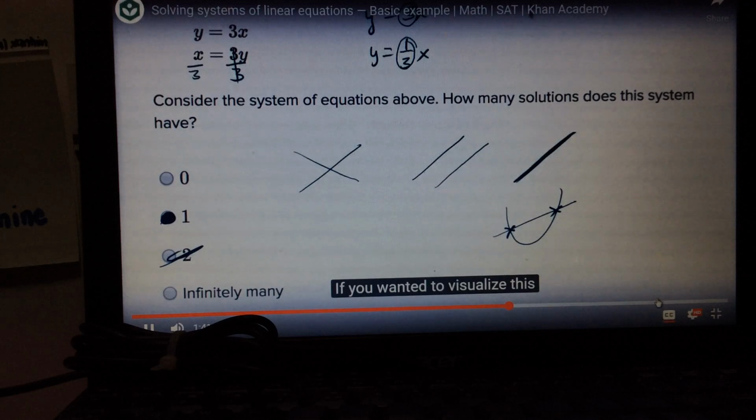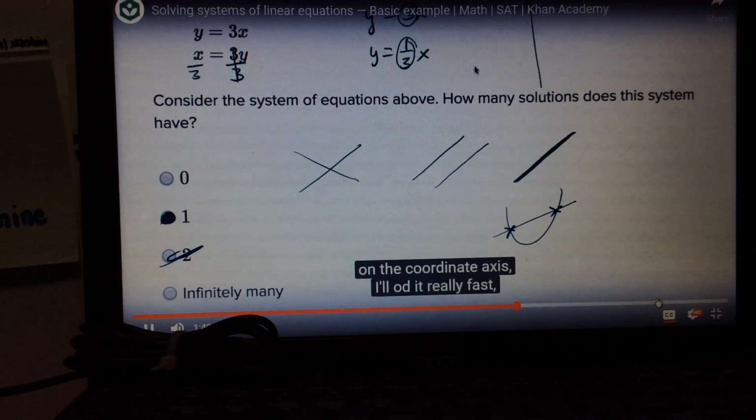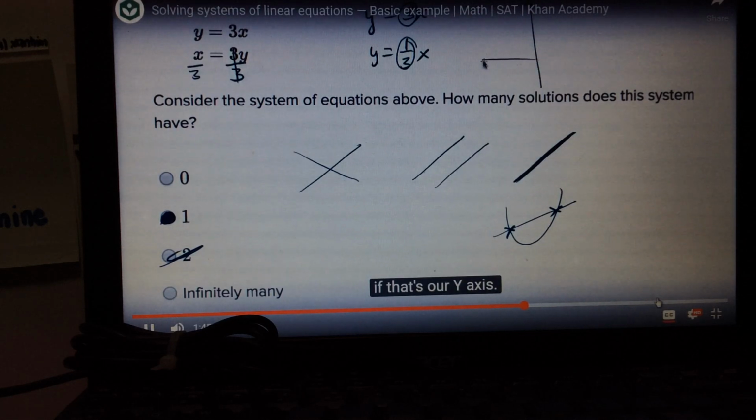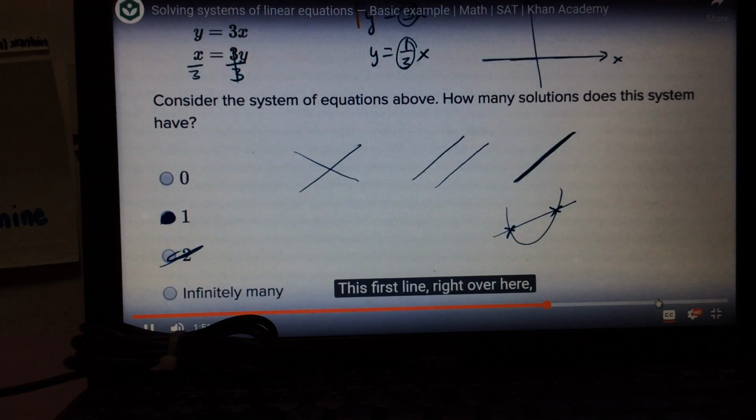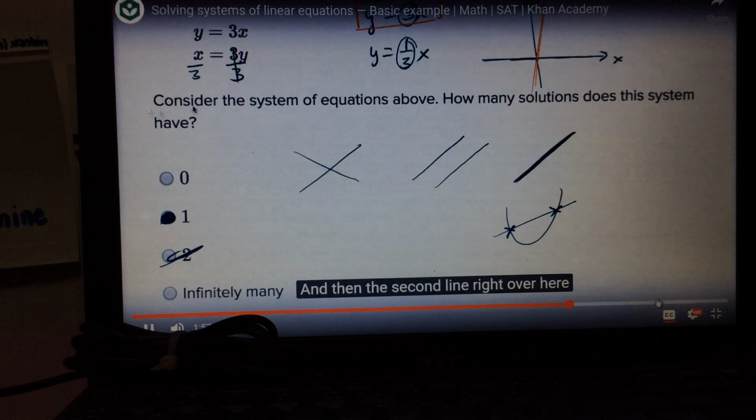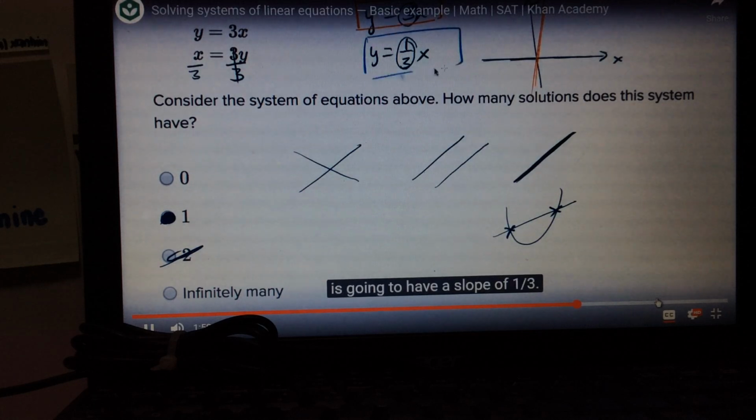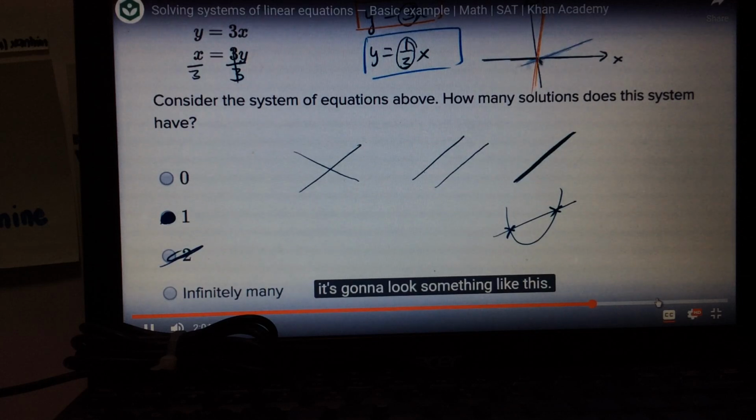If you wanted to visualize this on the coordinate axes, I'll do it really fast. If that's our y-axis, this is our x-axis. This first line is going to have a slope of 3, so it's going to be a pretty steep line. It's going to look something like this. And then the second line is going to have a slope of 1/3, so it's going to look something like this. These two clearly intersect.